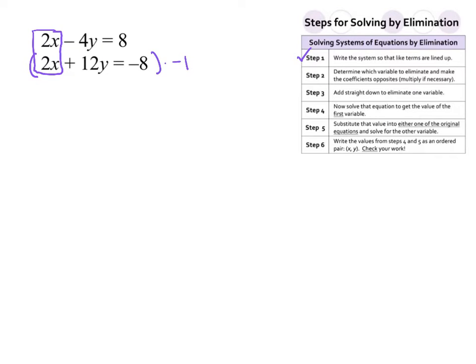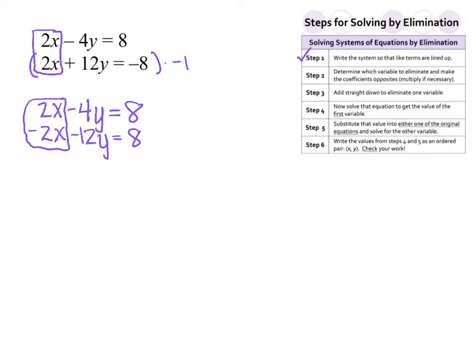Then if I rewrite my problem, the first equation stays the same: 2x minus 4y equals 8. The second equation becomes negative 2x, negative 12y, equals 8. I could also have multiplied the first equation by 3, and I would have had a negative 12y to cancel out my positive 12y. That would have been another option. There's not just one option, as long as I somehow make opposites. So my 2x and negative 2x are opposites. That means I am done with step 2.